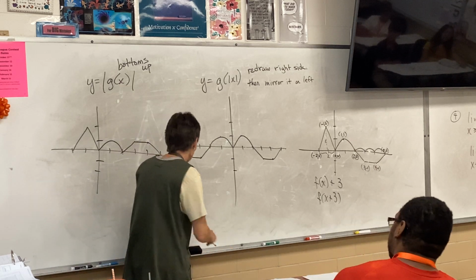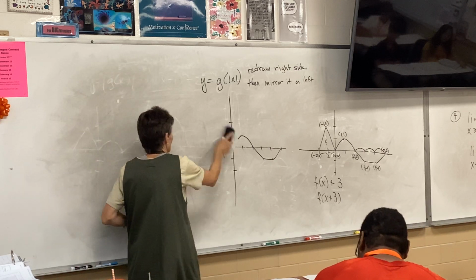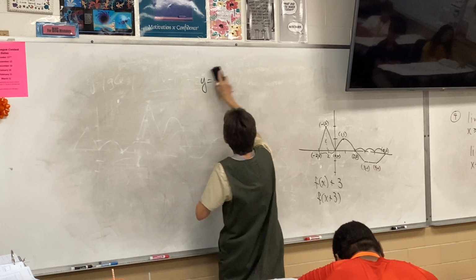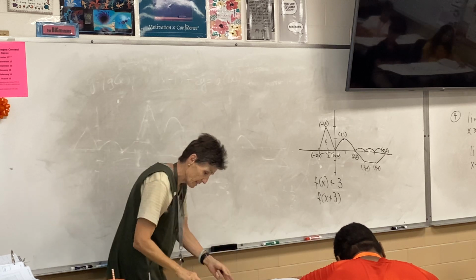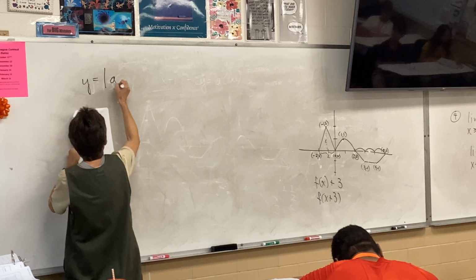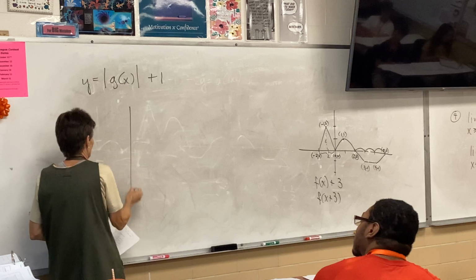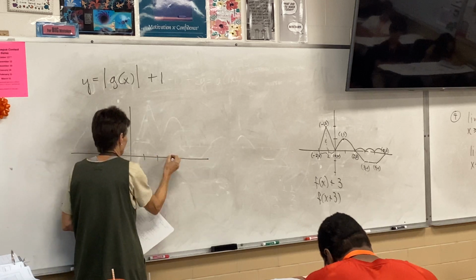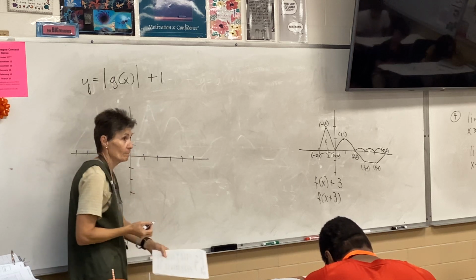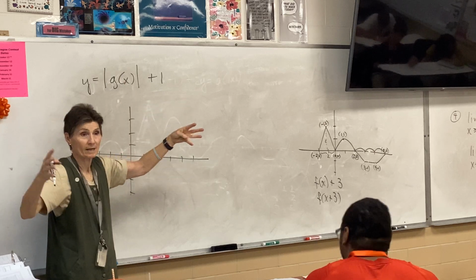Let's try C. I'm erasing all this, but you've written down your rules, so you know what to do. We are going to sketch the absolute value of g of x plus 1. Here we go. What do we do here? It's the absolute value of the whole thing. What do we do?